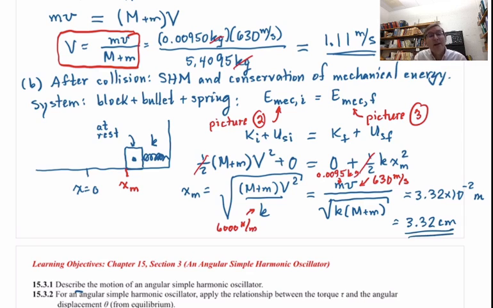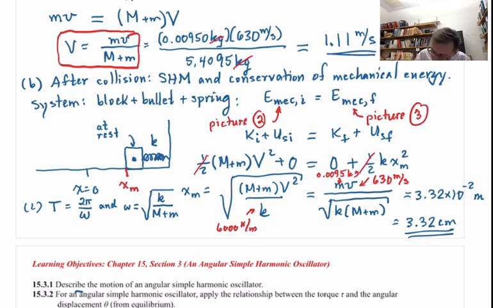Okay? So we applied conservation of mechanical energy to find the amplitude of the simple harmonic motion. Part C asked for the period of the simple harmonic motion, capital T. I will just remind you that the period is 2 pi over this quantity called the angular frequency. And for a block spring system, the angular frequency has a very clear formula: square root of spring constant over total mass, which in our case would be big M plus little m.